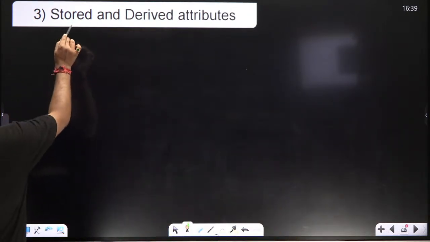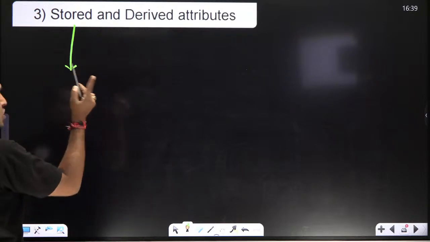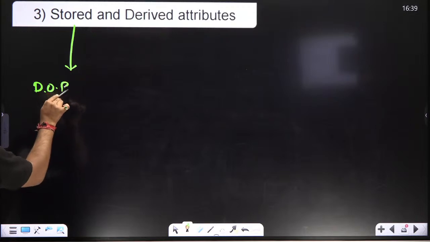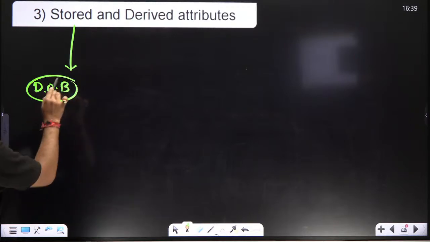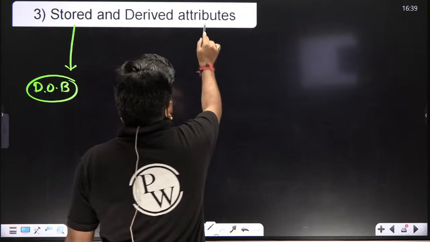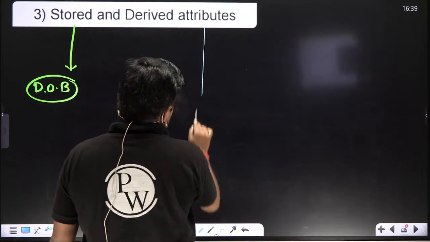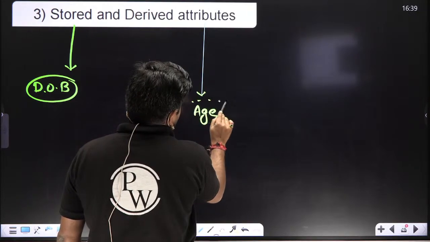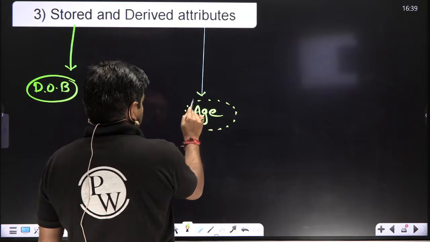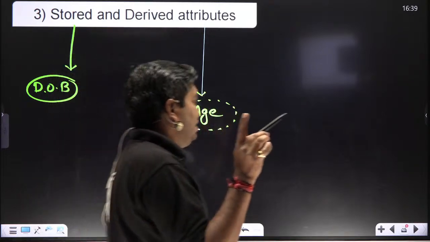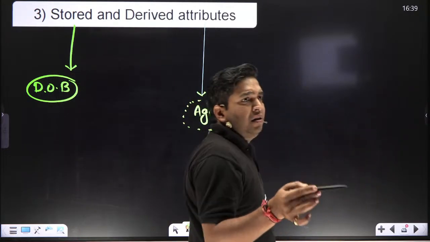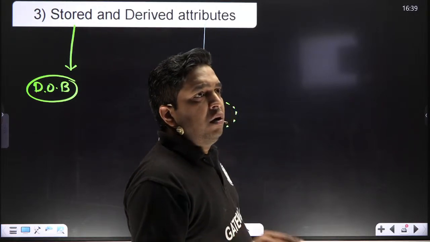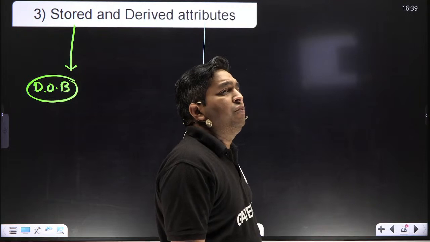Stored means which doesn't require any updation once you store it. For example, DOB, date of birth. And next one is derived attribute, which can be derived from the stored attribute. For example, age. If any candidate is born today, what is the date? It can be derived from single or multiple attributes.